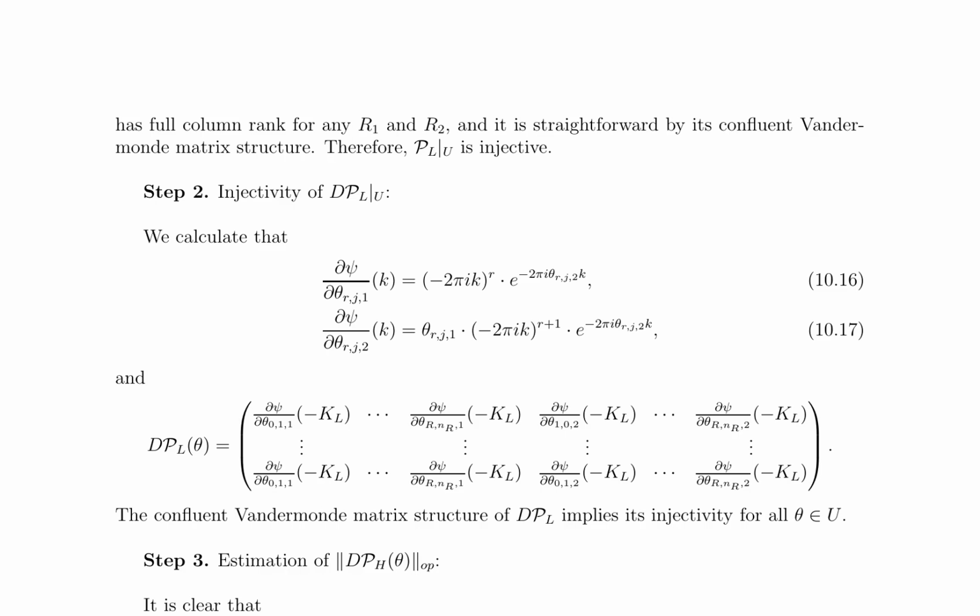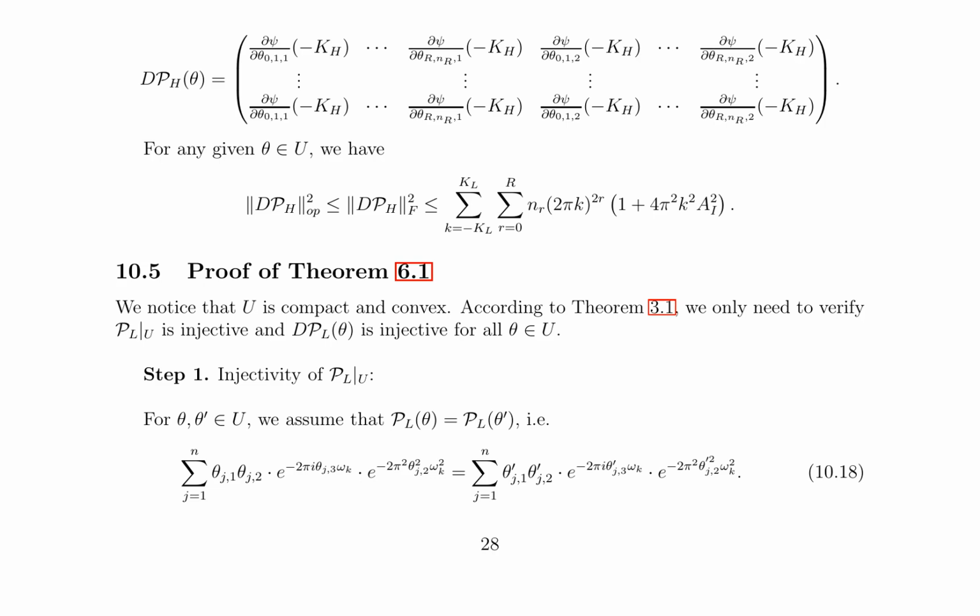The paper also discusses the injectivity of matrices related to signal processing and its applications. Confluence-Vandermonde matrices are introduced on page 27, with their properties, specifically their injectivity for any given parameters, being proven by showing that the matrix has full column rank. This is crucial for ensuring that the signals generated by different sources can be uniquely identified.